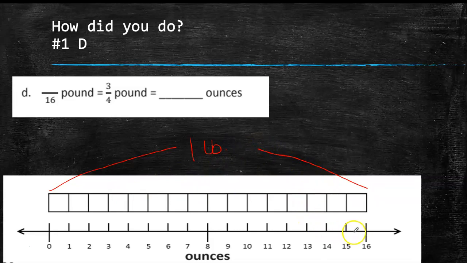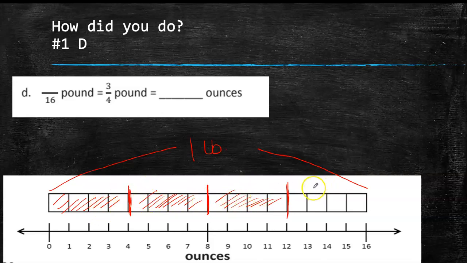We know that there's 16 ounces in a pound. I want 3/4 of a pound. Well, I know half is 8. So that means I also know that 4 times 4 is 16. So it would be divided here. I want 3/4. So I need this section. That's 1. There's 2. And there's 3. So I shaded in 3 out of the 4 pieces.